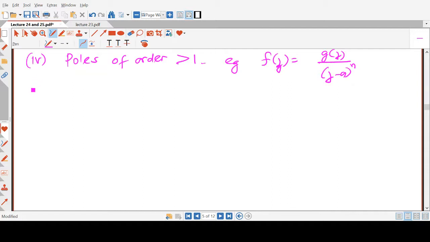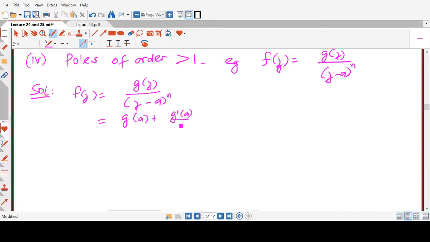Well, so f of z can be written as g of z over z minus a to the power n. If I expand the top, it will be g of a plus g dash a over 1 factorial times z minus a, plus g double dash at a times z minus a to the power 2, and over here you'll have 2 factorial, plus and so on.